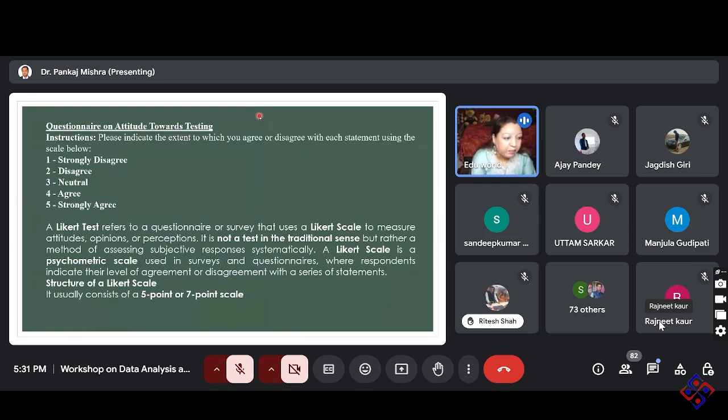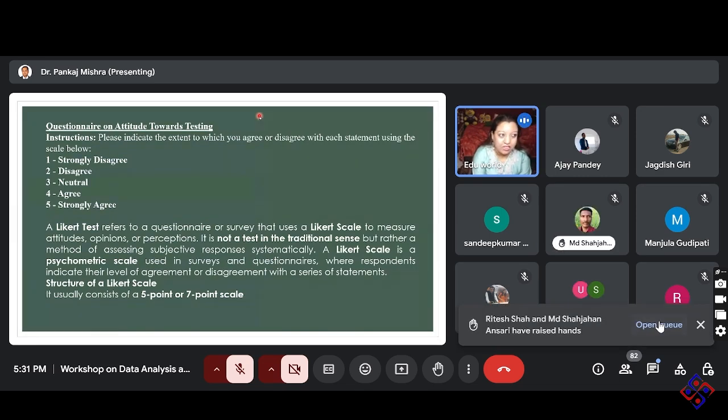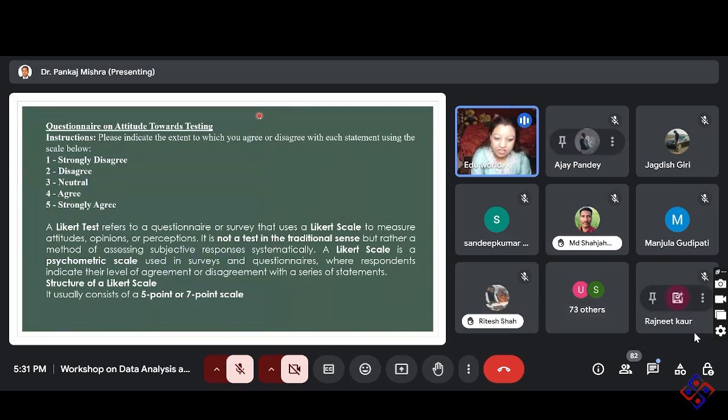Okay, now we are coming to the questionnaire on the attitude towards testing something. Like I have given some names, like I'm setting the questionnaire for the attitude scale. So for testing the attitude of a person, we will use the Likert scale.